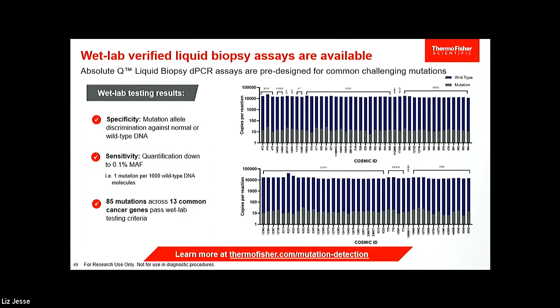This is just a quick picture of some of the assays that we've already done wet validation for digital PCR. But we have sensitivity documented down to 0.1% mutation allele frequency. And as you're doing digital PCR, there are ways to increase that down to an even lower allele frequency, depending on the tumor type that you're looking for.